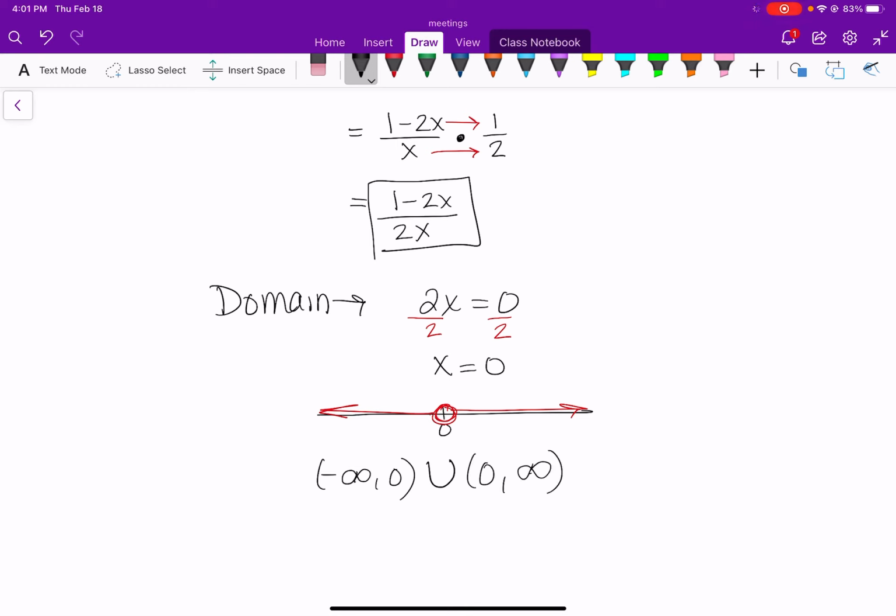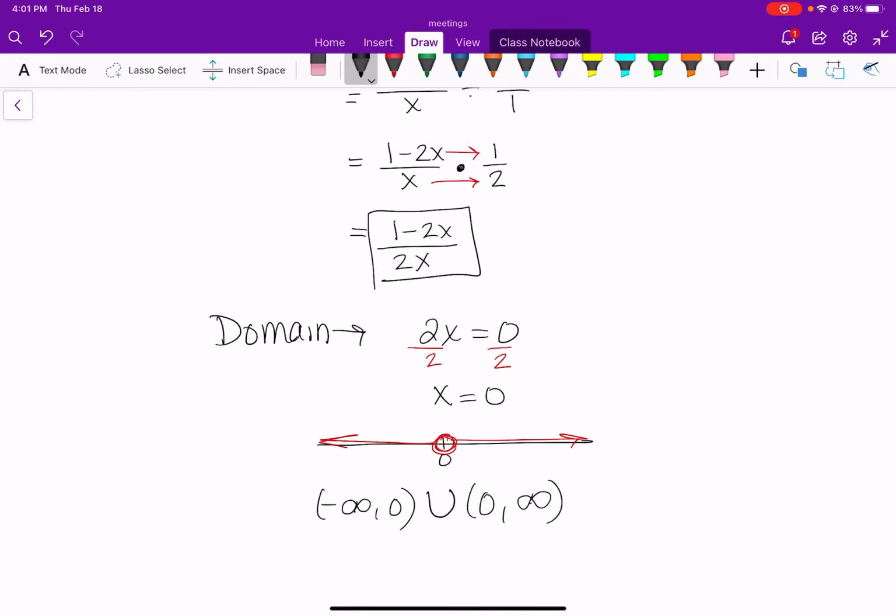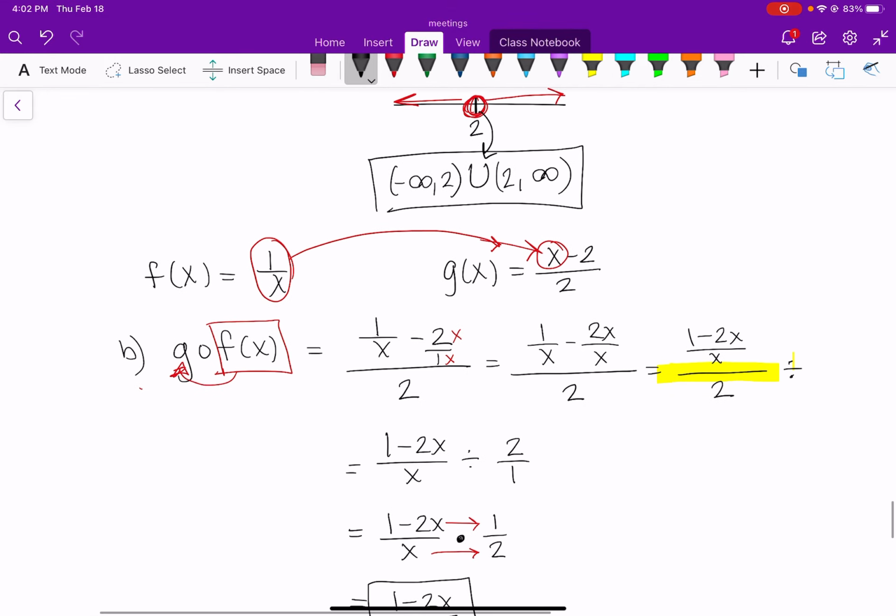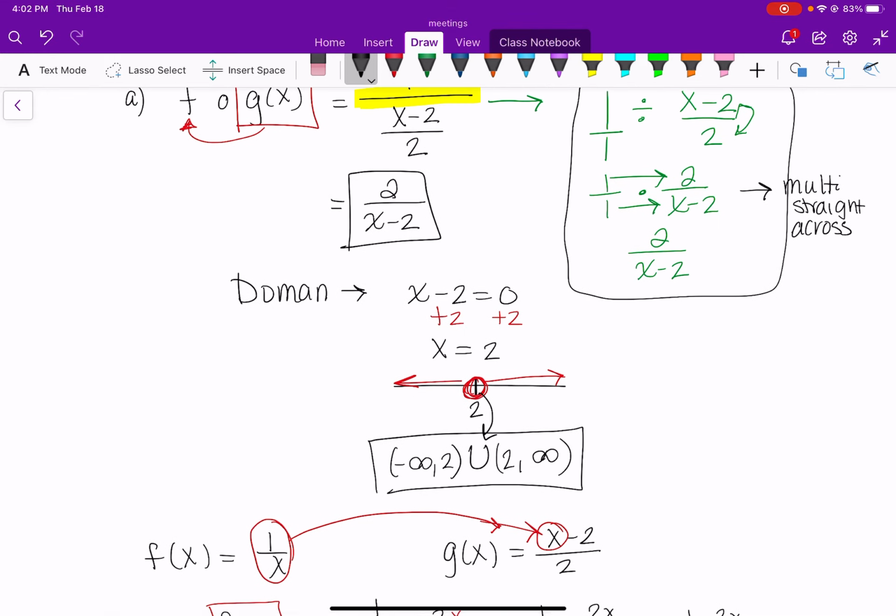Now you'll notice that both of the functions have these weird domains with the holes in them, so you have that union. But notice on the second one, or the g of f, my hole was at 0, whereas on the first one, my hole was at 2, and that has to do with the way that we're doing the composition and who's going in for which function. So you kind of have to be really careful with that.